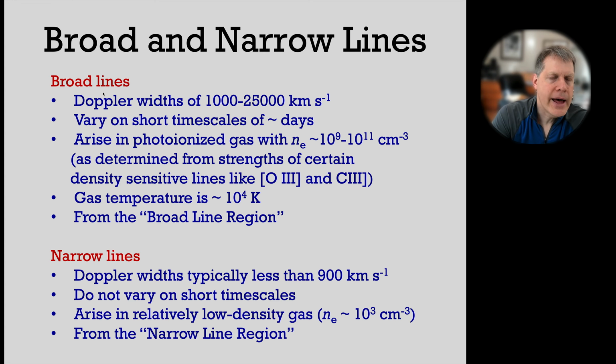Sort of quantify that, the broad lines have Doppler widths of like 1,000 to 25,000 kilometers per second. And the narrow lines have Doppler widths typically less than about 900 kilometers per second. Now, 900 kilometers per second is still impressively fast compared to anything that we experience around the Earth. But those are, again, much narrower, much lower velocity compared to the broad lines, at least.